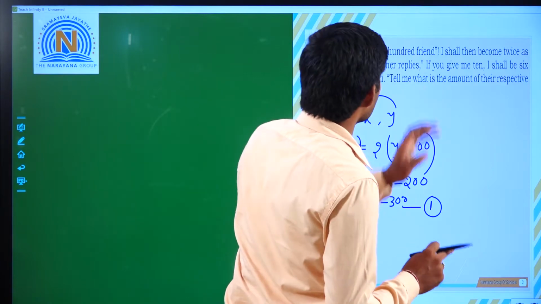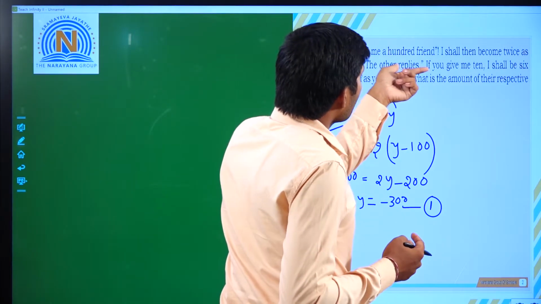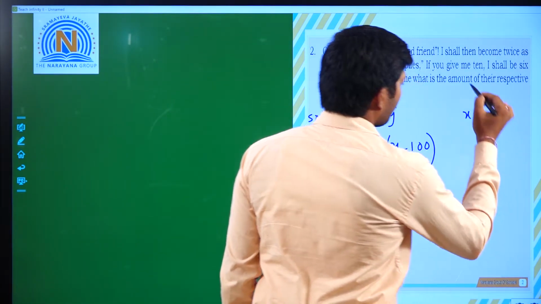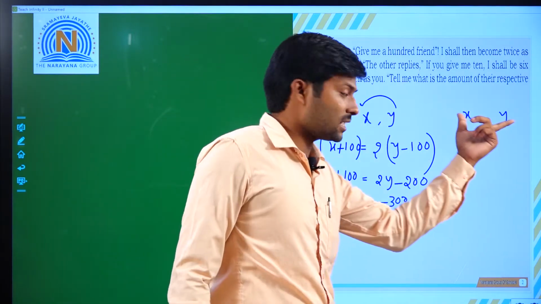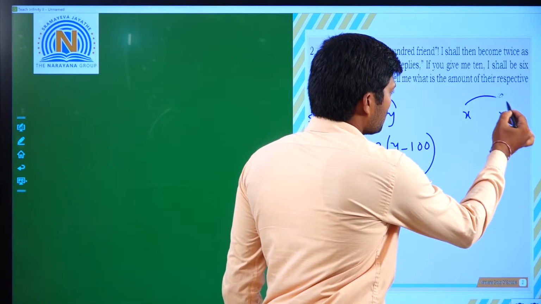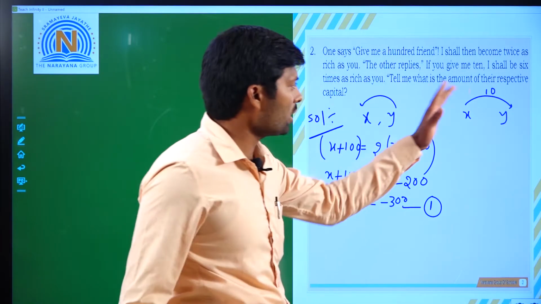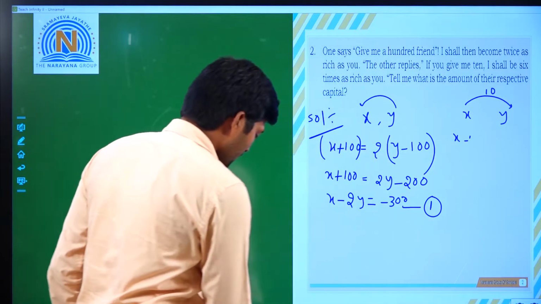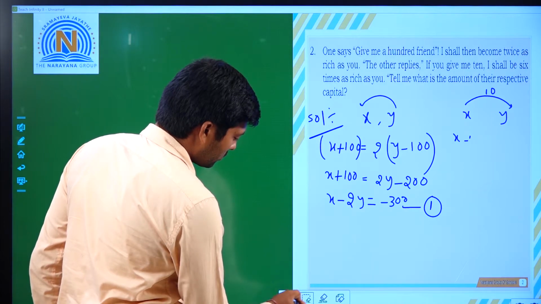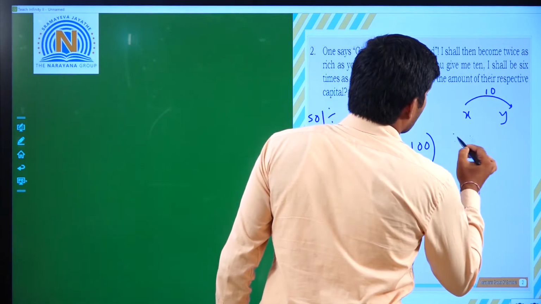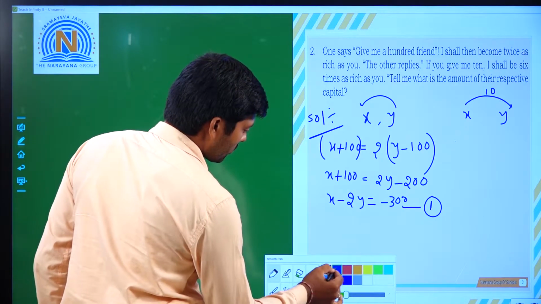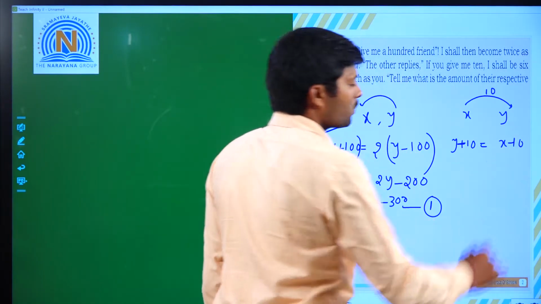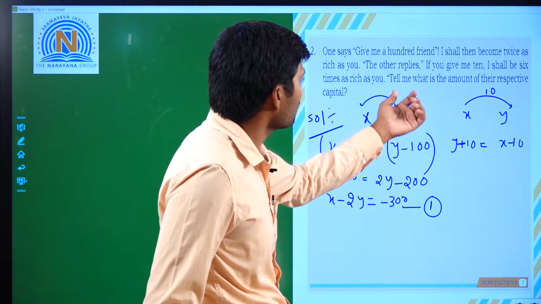Next, let's go to the next statement. The other replies, if you give me 10 rupees, X comma Y again. What is the reply in the second statement? If you give me 10 rupees from X to Y, that means there is a subtraction of 10 from X and an addition of 10 to Y. That is Y plus 10, and X minus 10.